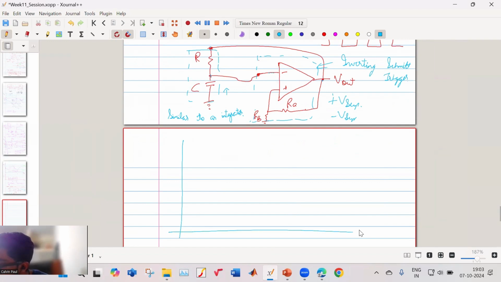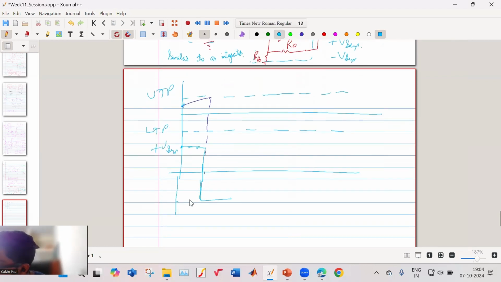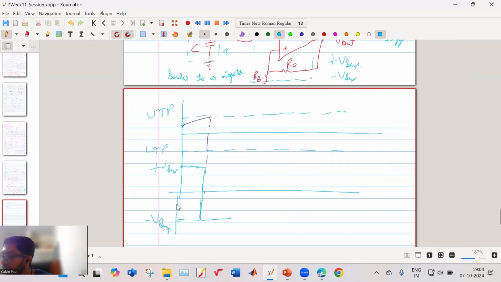Let us say my output is at some value. Like my V output is at plus V supply. There is the upper trigger point, there is the lower trigger point. Now output is at plus V supply. So what will happen is this will rise, and once it reaches the maximum value, the upper trigger point, what will happen? This will go negative. It will be fixed at minus V supply.